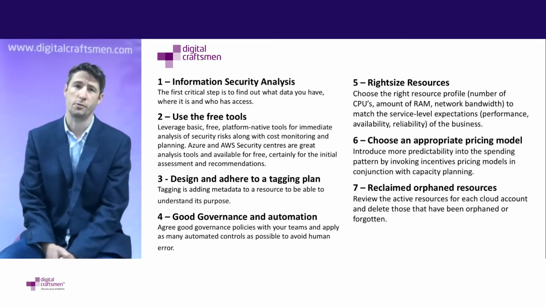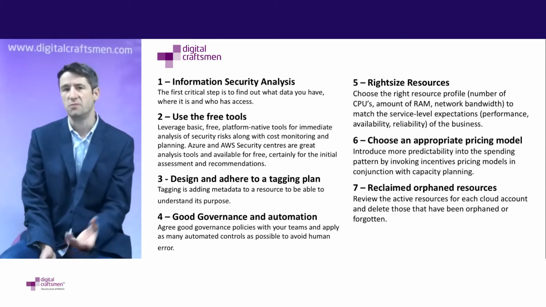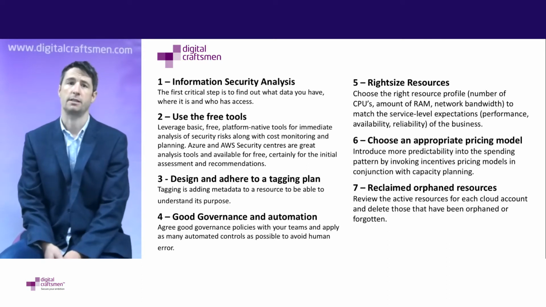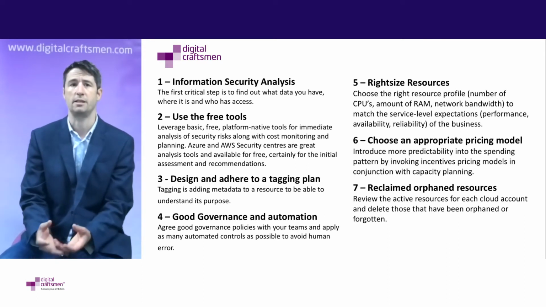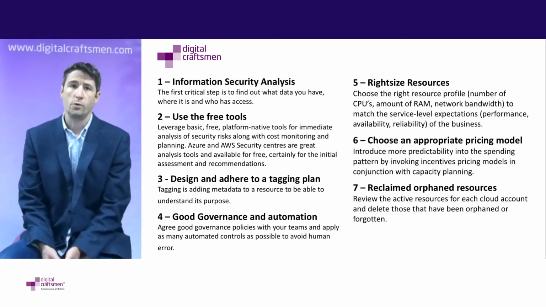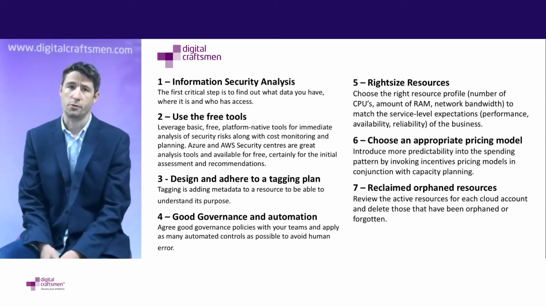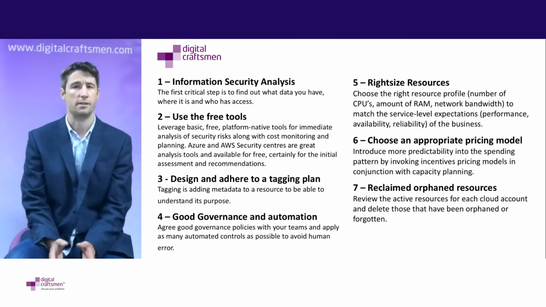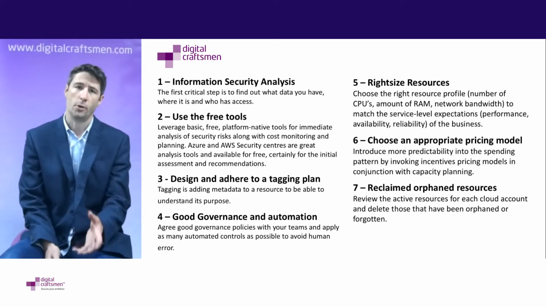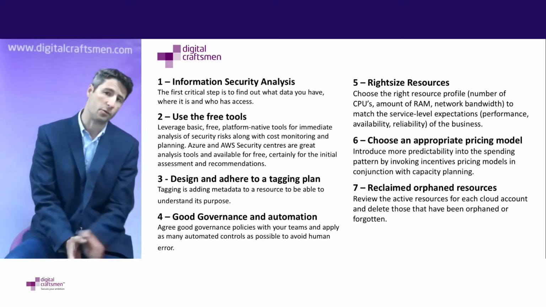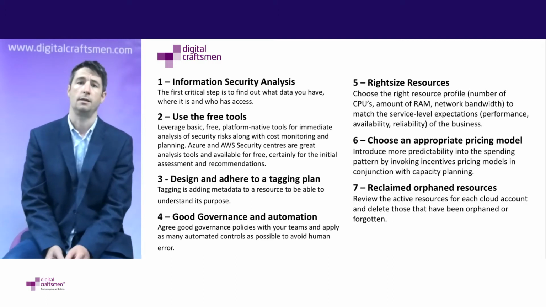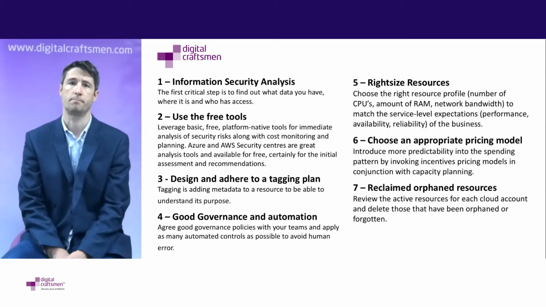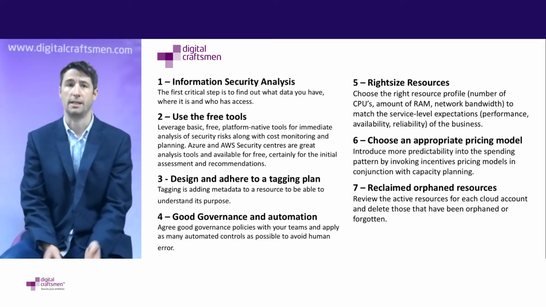Number 5 is right size resources. Choose the right resource profile, number of CPUs, amount of RAM, network bandwidth, to match the service level expectations. So that's performance, availability, reliability. Pause and subsequently delete unused resources to yield significant savings. When applied consistently across large server groups, this can yield some very big savings. Monitoring tools will give you a good insight into what the actual usage of your resources is and give you some hints on which machines are actually ripe for being deleted or right sized. Are you also using auto scaling correctly? Is it working as expected?